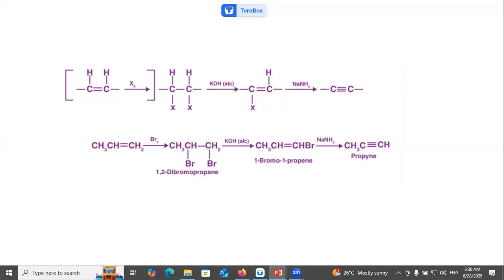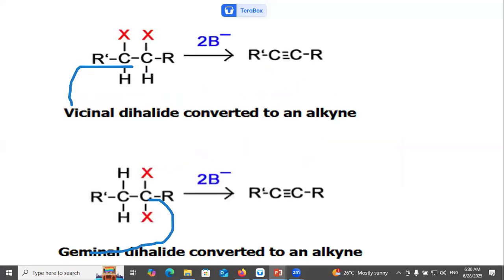In case of propene, when treated with bromine, it produces 1,2-dibromopropane. When treated with KOH, 1-bromo-1-propene, and sodium amide produces propyne. Vicinal dihalide converted into alkyne, geminal dihalide converted into alkyne.